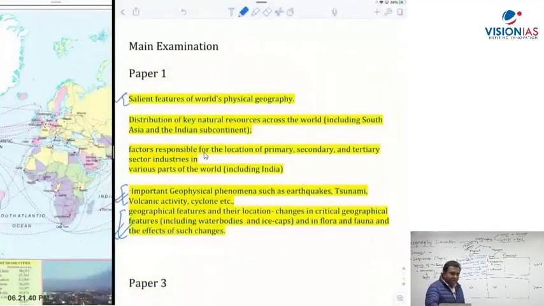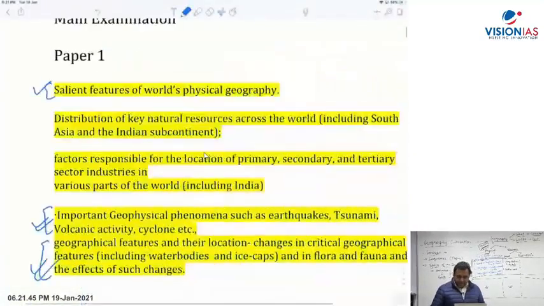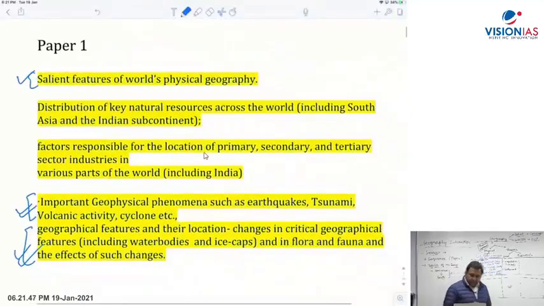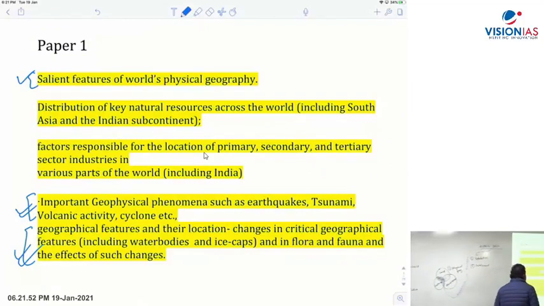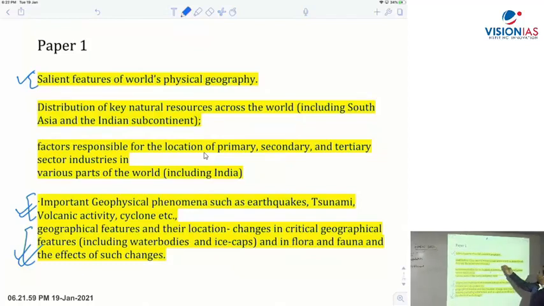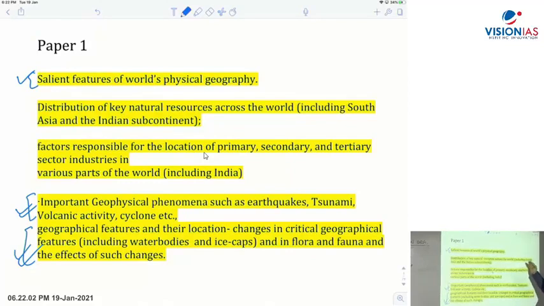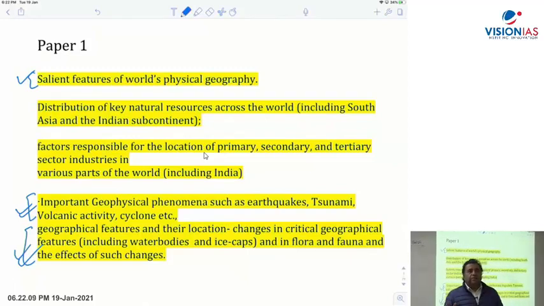So the next thing that comes into play in your syllabus, the part which remains, is this: distribution of key natural resources. I hope most of you can read this. Can you read it here? Distribution of key natural resources across the world, including South Asia and Indian subcontinent, which means we have to focus on India.